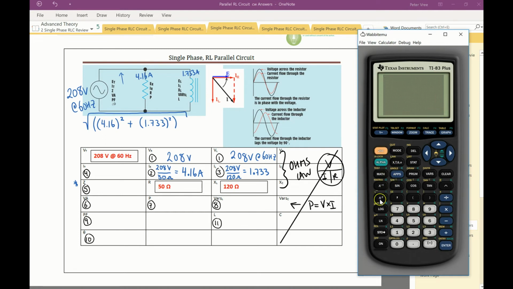So I'm going to do second function, square root. I'm going to do double brackets, exactly like I have here. I'm going to do 4.16. And I'm going to put the square on the outside. Where's my square? There we go. Okay. Plus brackets 1.733. And the square is on the outside again. Okay. Can I go back? I missed a 733. Okay. And then squared. Okay. And then I've got a final bracket to close everything up. And then I'm going to hit equals. 4.506.